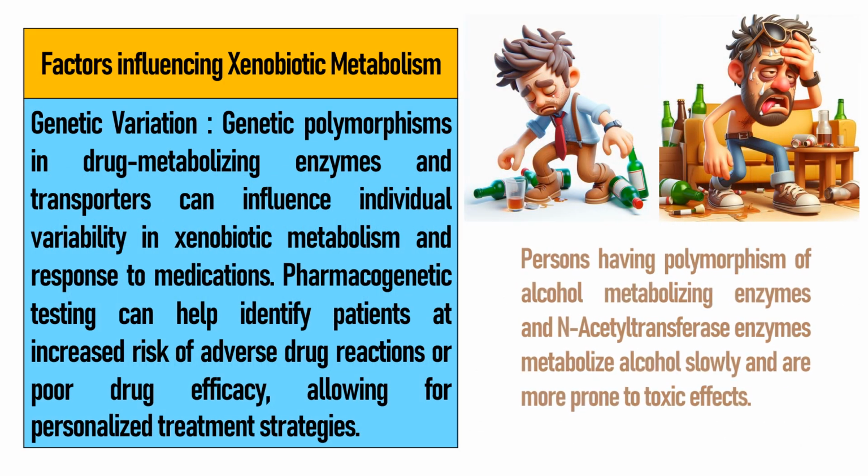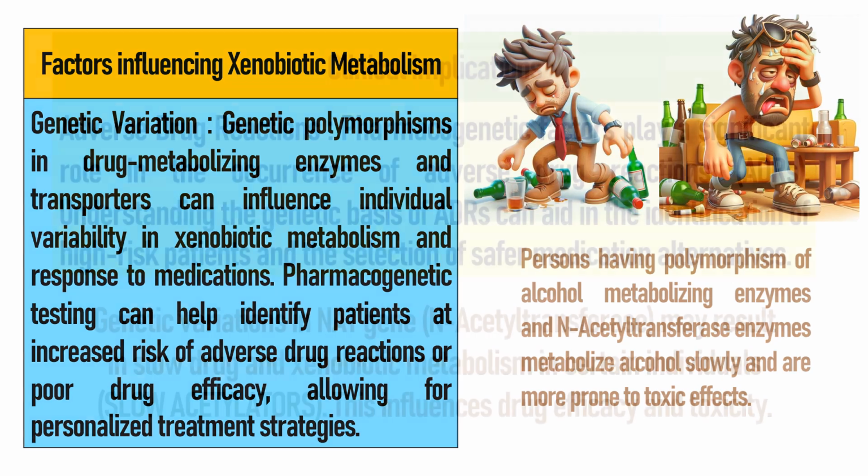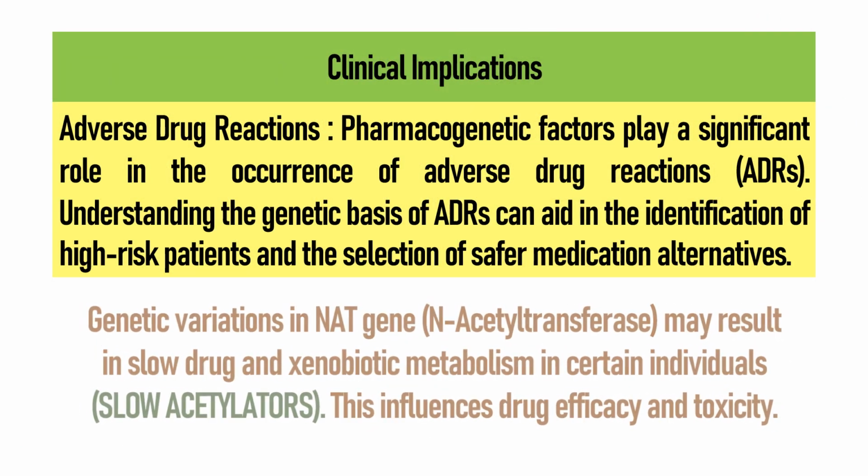Genetic variation. Genetic polymorphisms in drug-metabolizing enzymes and transporters can influence individual variability in xenobiotic metabolism and response to medications. Pharmacogenetic testing can help identify patients at increased risk of adverse drug reactions or poor drug efficacy, allowing for personalized treatment strategies. Persons having polymorphism of alcohol metabolizing enzymes and acetyltransferase enzymes metabolize alcohol slowly and are more prone to toxic effects.